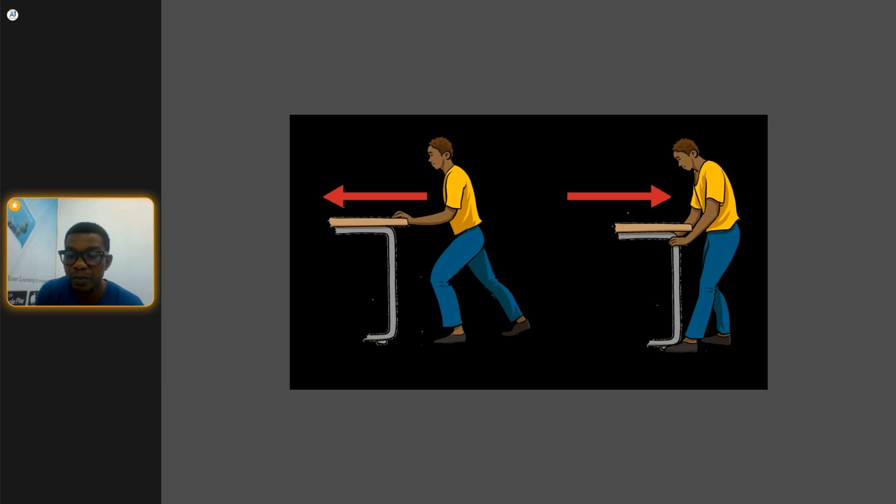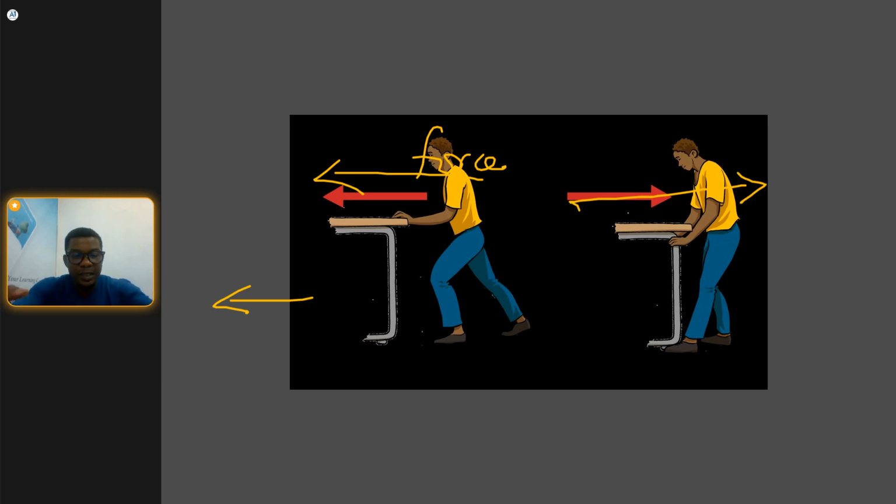So looking at this example, this is work done. The man is pushing a what? A table. So force is applied in this direction, and the table also is moving in that direction, and that is push. Now let's look at pull. So this man here is pulling the table this way. The force is applied towards himself, and the table also is moving towards the man.